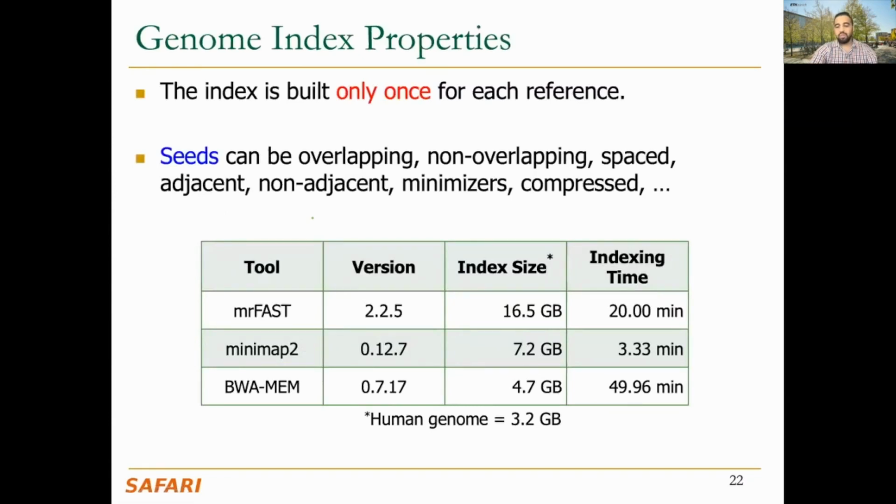Building the hash table can be really expensive, depending on the algorithm. For example, the Burrows-Wheeler transformation here can take about 1 hour to build. In Minimap 2, it can take just a few minutes to build the entire hash table. In Mr. Fast, 20 minutes, and so on. It really depends on what you are looking for, how rigorous you are in picking the seeds, and the length of the seeds, and so on. As I said, there are different ways to pick these seeds. Each has its own theory, advantages, and disadvantages.